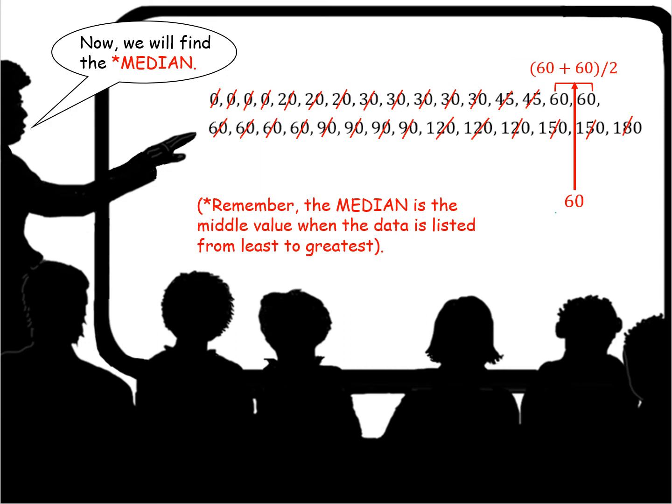It just so happens that our median is the same number that we have here. But this is really the mean or the average of these two numbers. If these two numbers were different, then you wouldn't get one of them as the median.